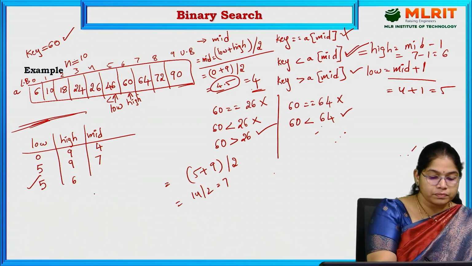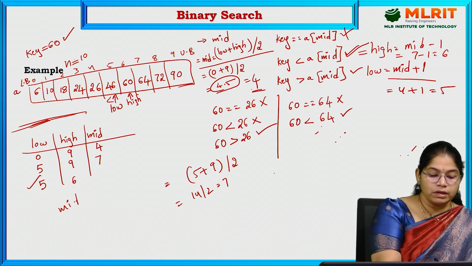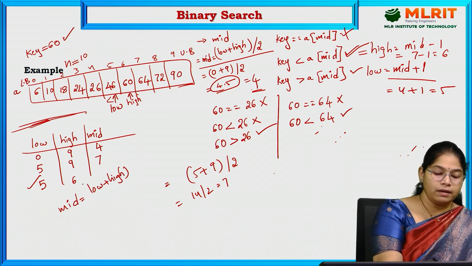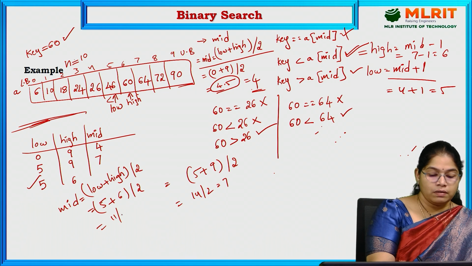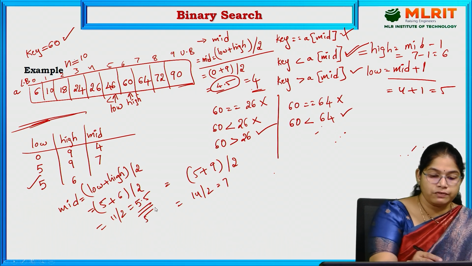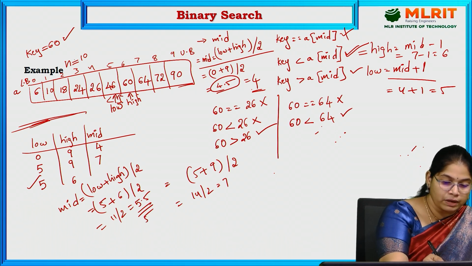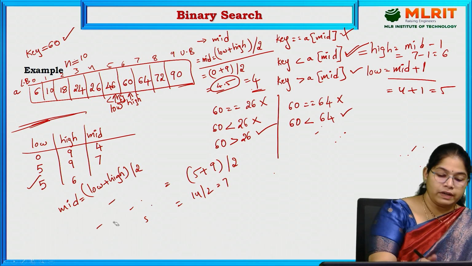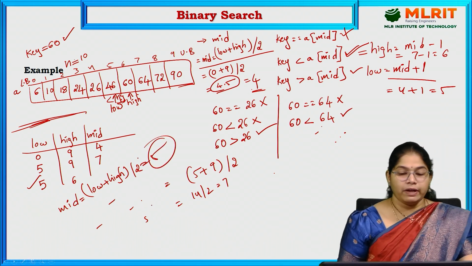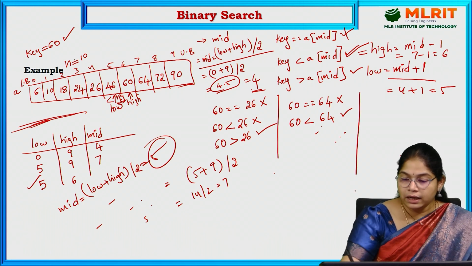Now, to calculate the mid value, mid is equal to low plus high by 2, where low is 5, high is 6, divided by 2. So we have to take the floor value, that is 5. So here we have the mid value. So here we'll take it as 5. Mid value. Again we have to go with the 3 conditions.